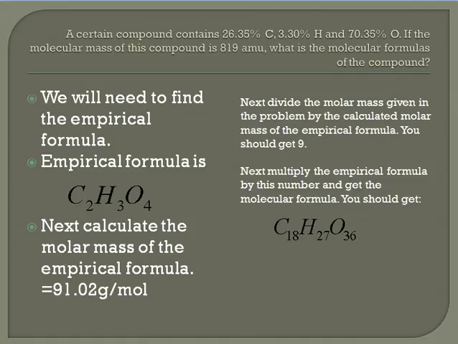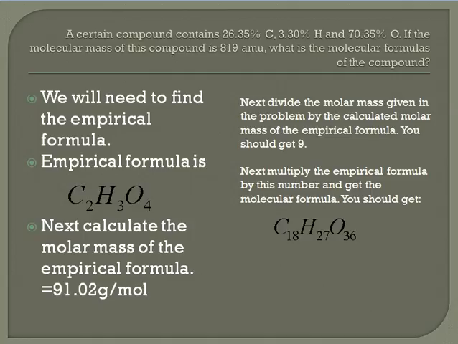For question 7, I'm not going to go through all the steps of finding each individual number, but we're told that a certain compound contains 26.35% carbon, 3.30% hydrogen, and 70.35% oxygen. If the molecular mass of this compound is 819 AMU, what is the molecular formula of the compound? So first what we need to do is find the empirical formula as we did in the previous questions. We find that to equal C2H3O4. Next, we need to calculate the molar mass of the empirical formula, which we find to be 91.02 grams per mole.